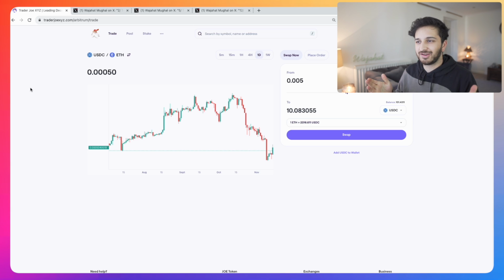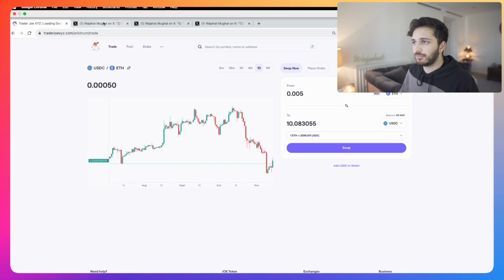Today we're going to talk about Trader Joe. So you can see on screen right now, this is Trader Joe. I'm sure many of you watching know what Trader Joe is. For those of you who don't, it is a decentralized exchange available on Arbitrum and mostly on Avalanche as well. They're available on a few other chains too. And essentially it lets you swap from one asset to another, just like Uniswap. However, Trader Joe has some very unique features that really make them stand out, so let's cover that first.